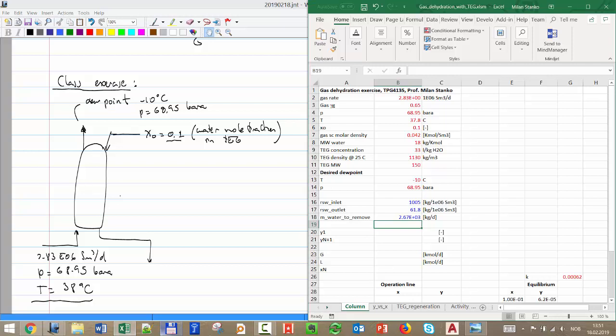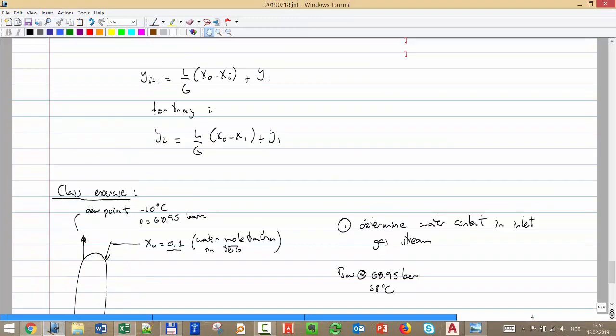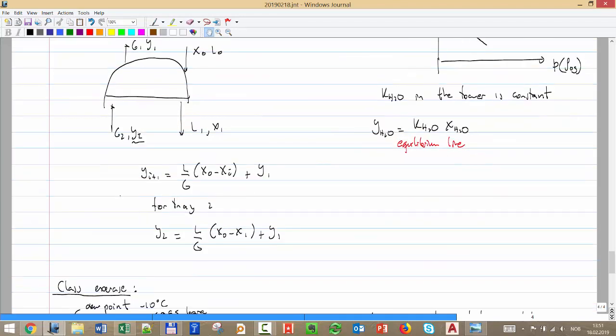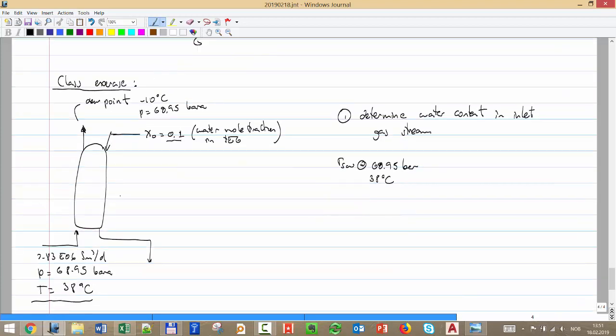Now, to use my equations, I know I have to draw my operating line and my equilibrium line, and then I have to make this crazy stage counting. But let's first try to make this line. What do I need to make that line? I need Y1. I need X0, which I have. And I need L and G. So let's see the things that I need.